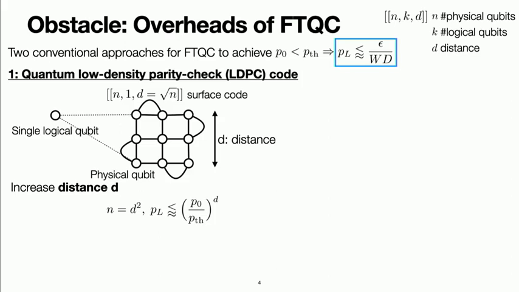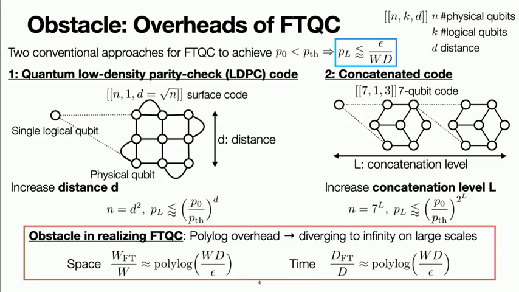But if you go back to the 90s, the original proposal of FTQC was based on concatenated code.